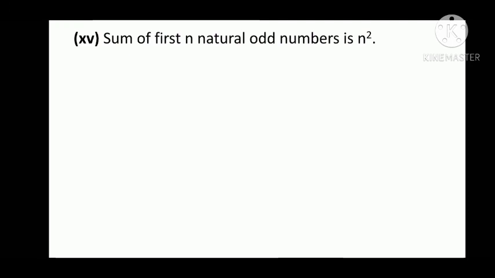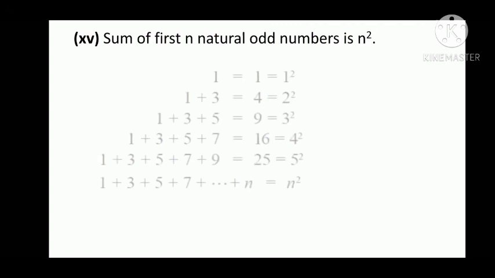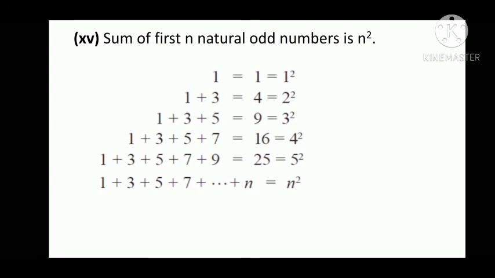Sum of first n natural odd numbers is n square. Now if we observe the pattern, 1 is equal to 1, that is 1 square. 1 plus 3 is equal to 4, that is equal to 2 square. 1 plus 3 plus 5 is equal to 9, that is equal to 3 square. 1 plus 3 plus 5 plus 7 is equal to 16, which is equal to 4 square. 1 plus 3 plus 5 plus 7 plus 9 is equal to 25, which is equal to 5 square.